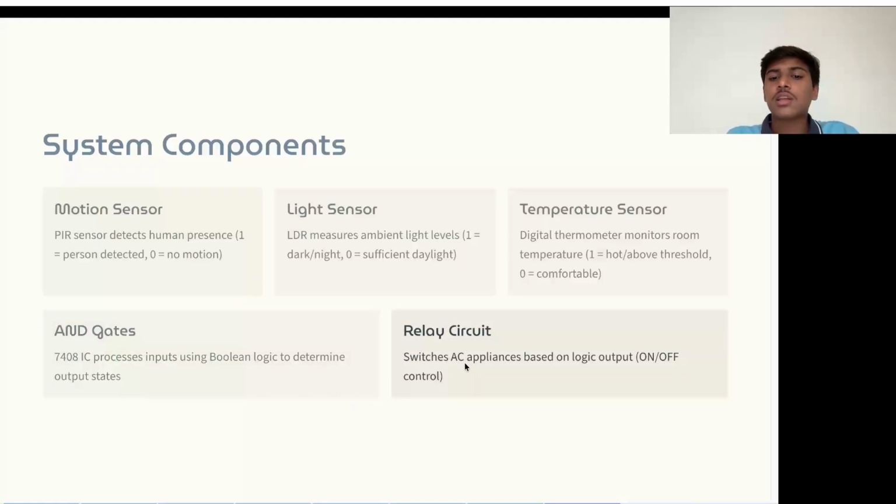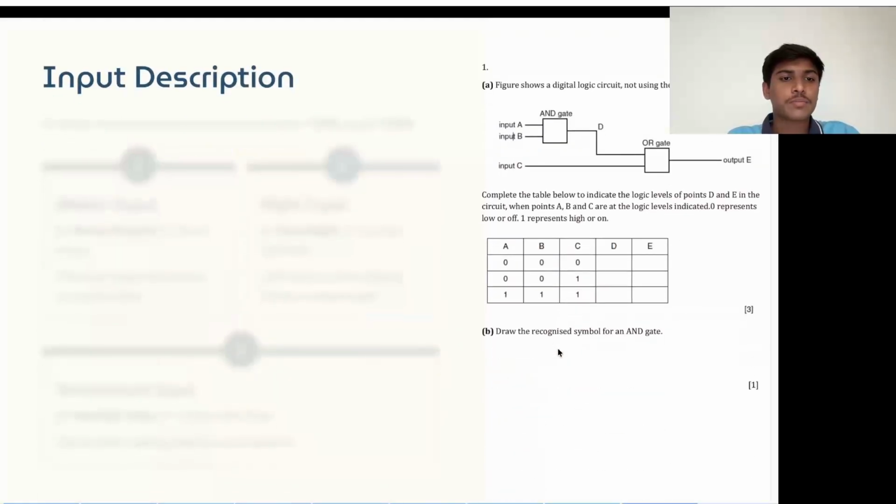Relay circuit, switches. With the logic gates we will use switches to control appliances on or off based on logic output. We all know that our lights and fans use switches to turn on or off. We will also use switches in this system.